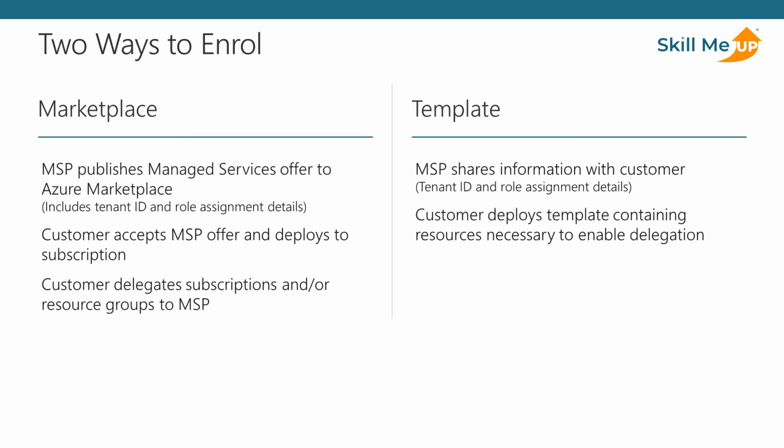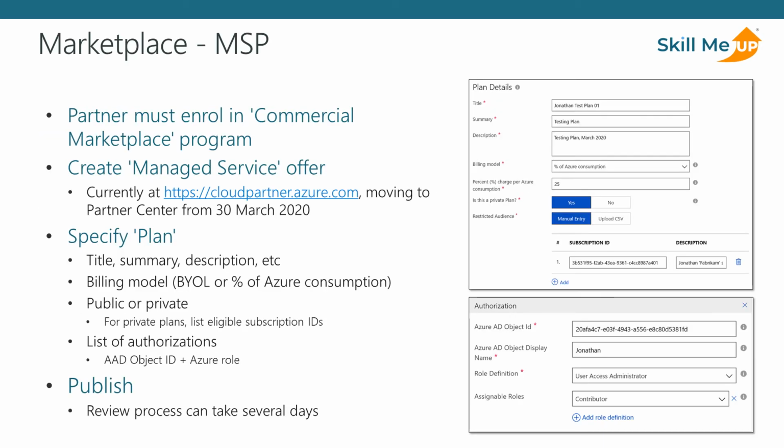Let's have a look at both of these options in a little more detail. For the Azure Marketplace, it starts with the partner, the MSP, publishing their offer in the marketplace. Now, to do this, the partner must be a Microsoft partner, and they must enroll in the commercial marketplace program. It's one of several programs available to partners of Microsoft. They will then create a managed services offer within the commercial marketplace, and this is done using a portal called cloudpartner.azure.com, although this is moving to Partner Center starting from the 30th of March 2020. So there's a change that's happening at the time of recording very shortly in that area.